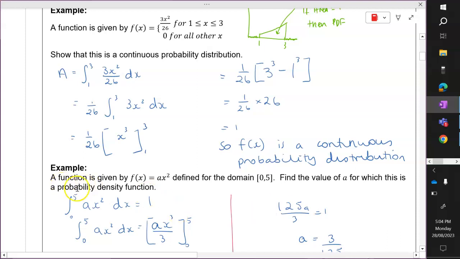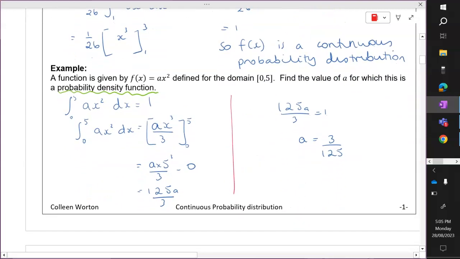The next question tells us it is a probability density function. A function is given by f(x) = ax², and it's defined in the domain 0 to 5. We want to find a for which this is a PDF. If it is a PDF, then we know that the area under this curve, ax², between our values of 0 and 5 is going to be equal to 1. So if I integrate ax² between 5 and 0, it's going to be 1. I can use that information to figure out what a is going to be.